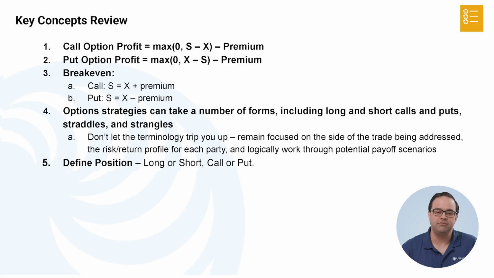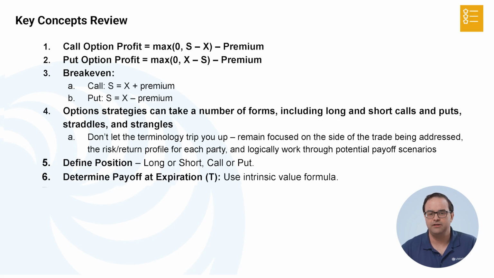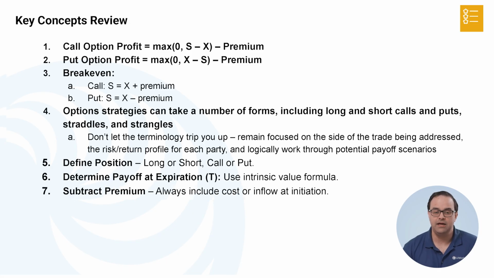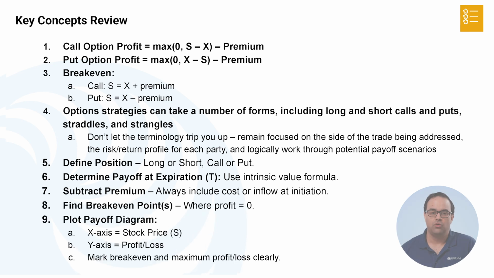Of course, define the position being addressed, long or short, and whether we're talking about a call or a put option, and then determine the payoff at expiration, looking at the intrinsic value, which is the difference between the strike price and the price of the underlying. For an option out of the money, the intrinsic value is going to be 0. And always remember to subtract the premium that's paid when purchasing the option and to identify the break-even where the profit will be 0. And again, that's net of the premium paid.